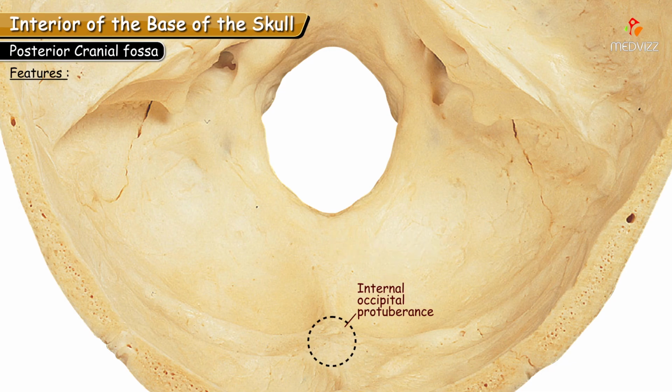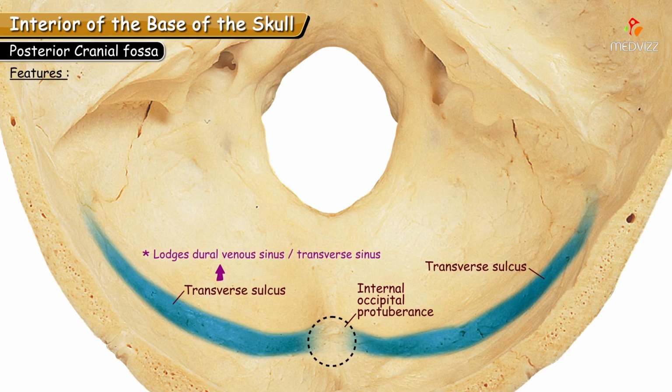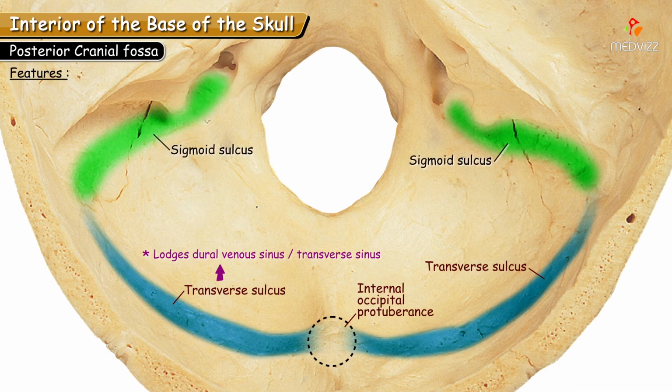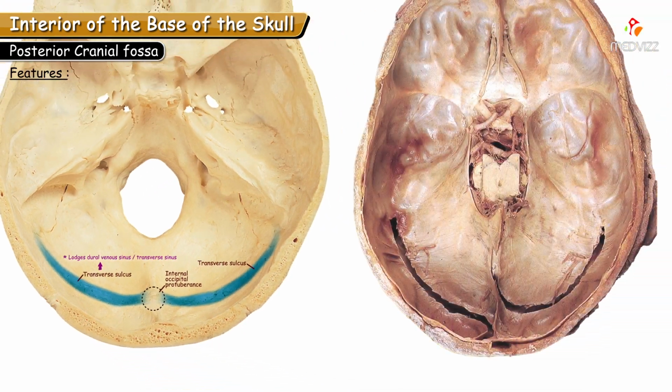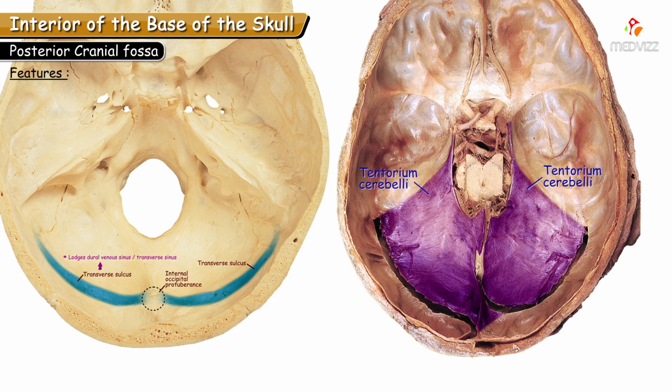On each side of internal occipital protuberance, we can see a shallow sulcus called as transverse sulcus. So this right and left transverse sulcus lodges a dural venous sinus known as transverse sinus. Transverse sinus continues laterally and anteriorly to form sigmoid sinus. We all know sigmoid sinus further continues into internal jugular vein which exits jugular foramen. So the lips of this transverse sulcus gives attachment to tentorium cerebelli.